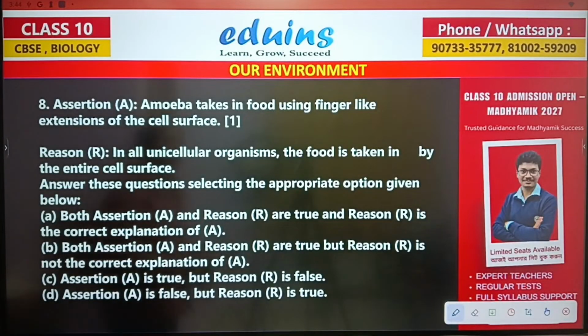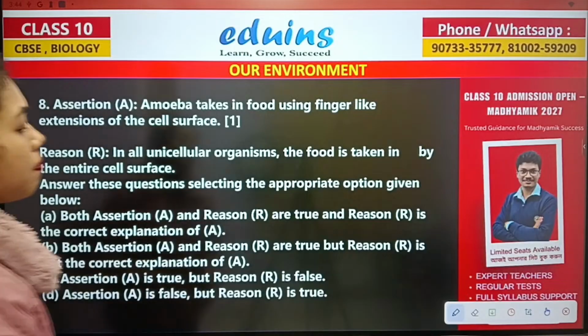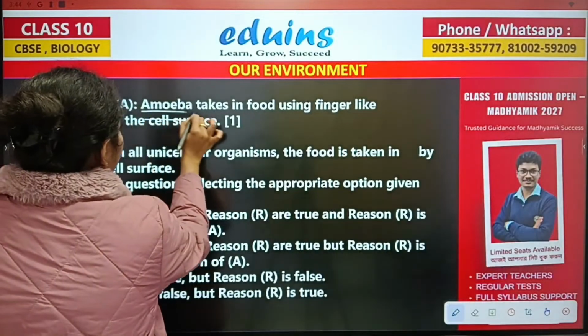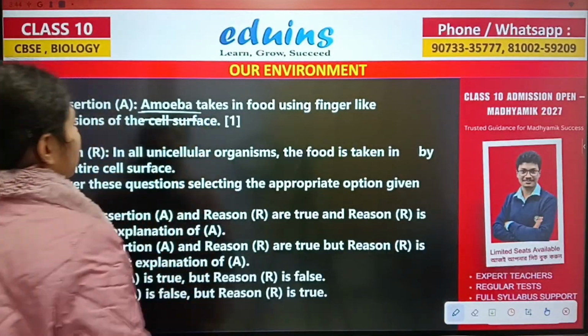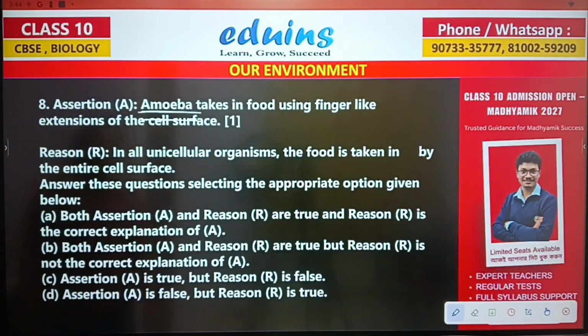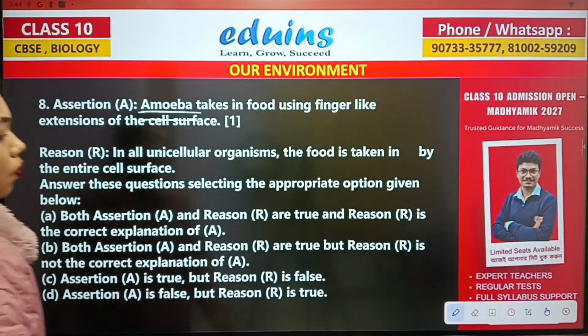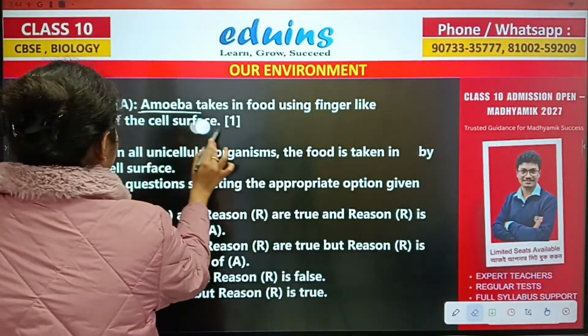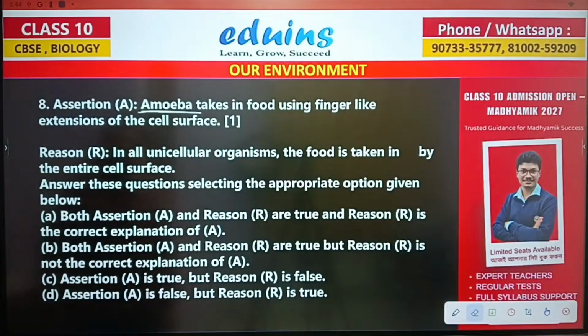Here is also an assertion and reason question. Assertion: amoeba takes in food using finger-like extensions of the cell surface. Reason: in all unicellular organisms, the food is taken in by the entire cell surface.